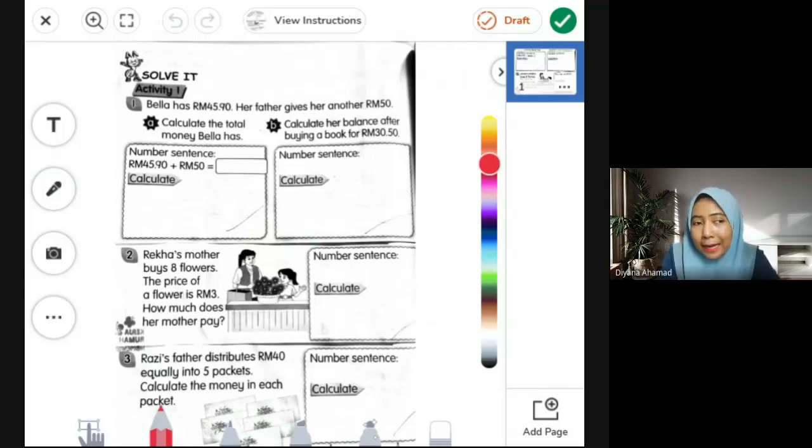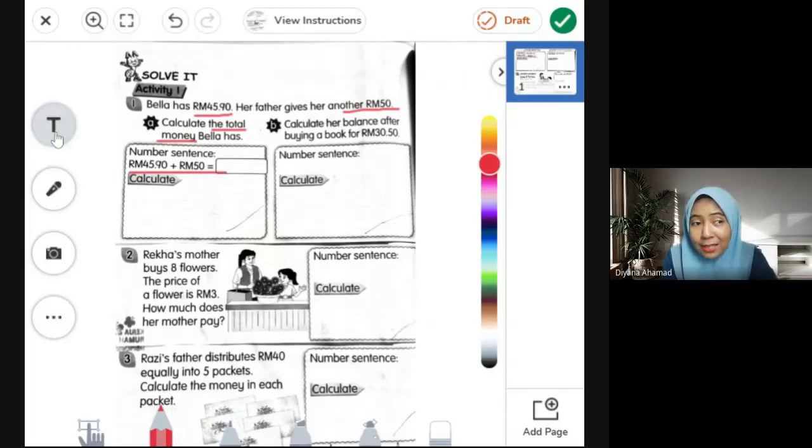Okay, Bella has 45 ringgit 90 cents. So you highlight or underline. Her father gives another 50 ringgit. And then question A says, calculate the total money. You find the keyword total. So teacher, I need to combine. When you want to combine, you need to do what? Plus or minus? If you look at your book, the question already gives you the number sentence, which is that you need to do plus.